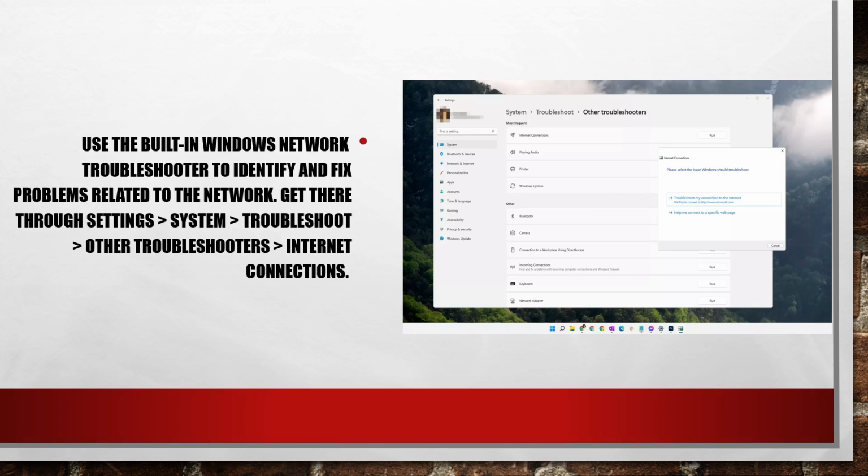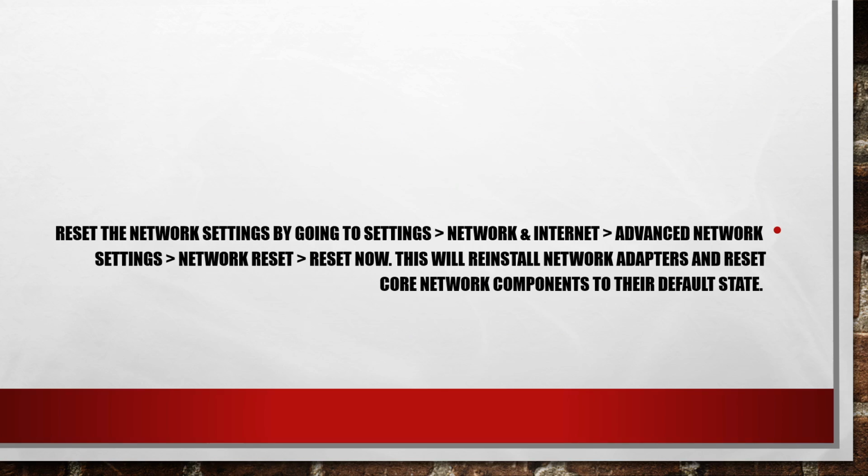Use the built-in Windows Network troubleshooter to identify and fix problems related to the network. Get there through Settings, System, then Troubleshoot, Other troubleshooters, then Internet Connections.